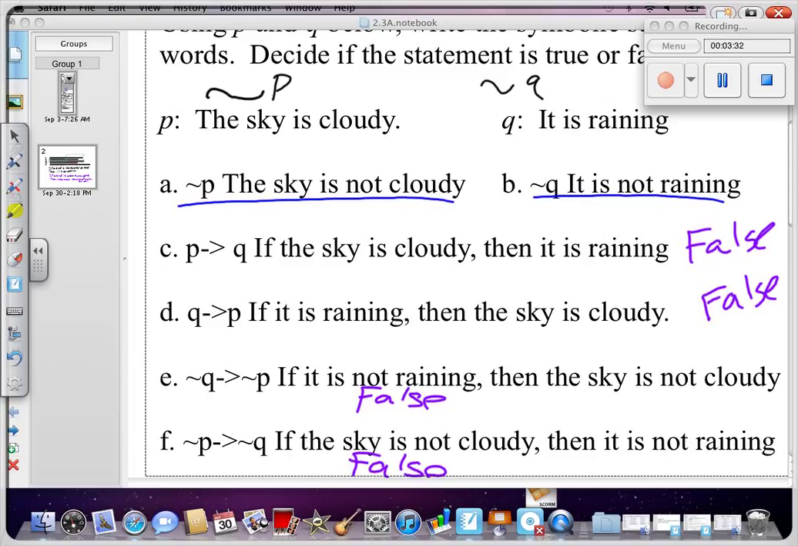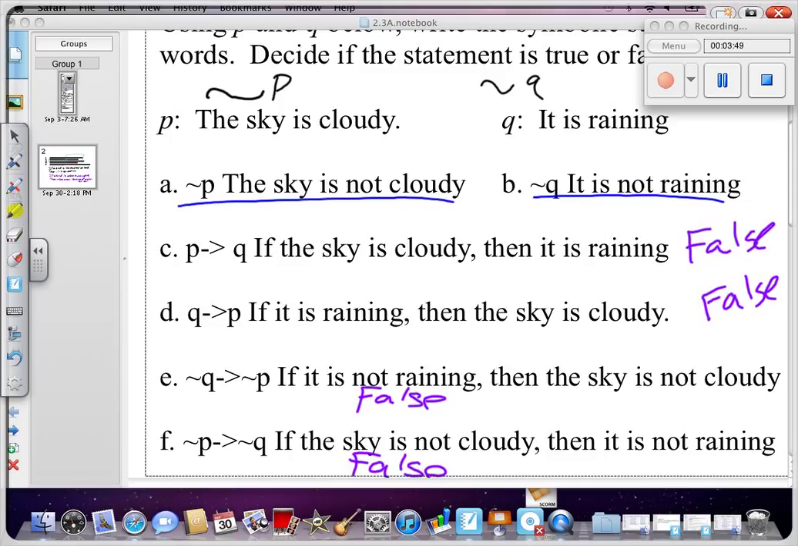For C, we're going to make an if-then statement. We're going to take our hypothesis and our conclusion. So our statement is: if the sky is cloudy, then it is raining. And we know this is a false statement because there are often times when it's cloudy but there's no rain coming.